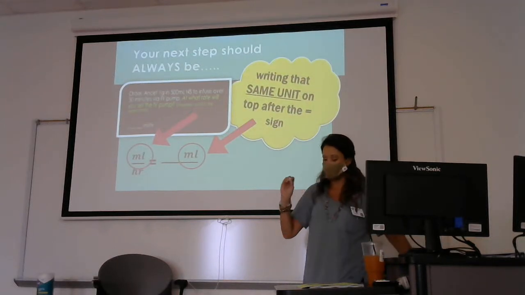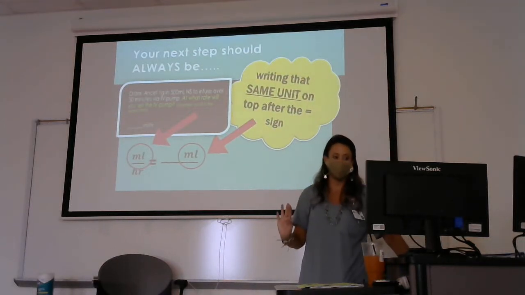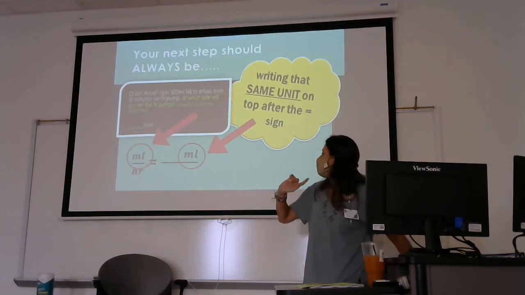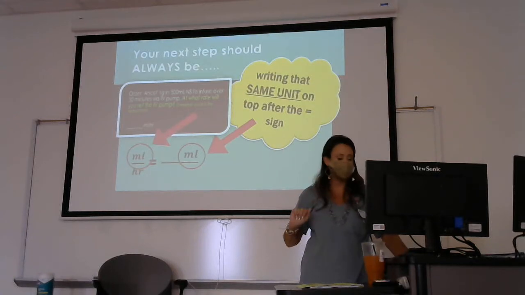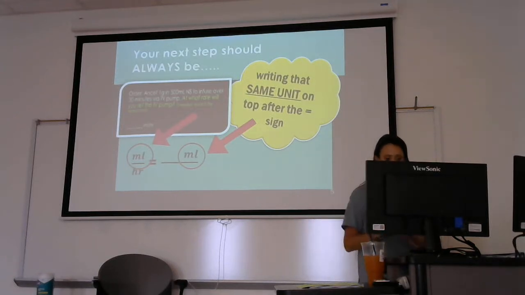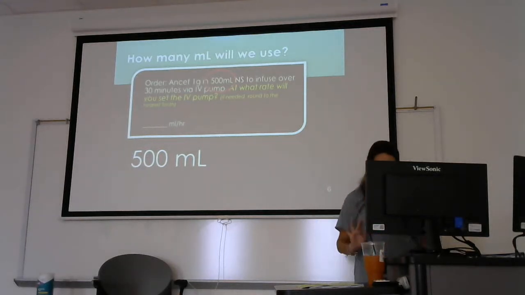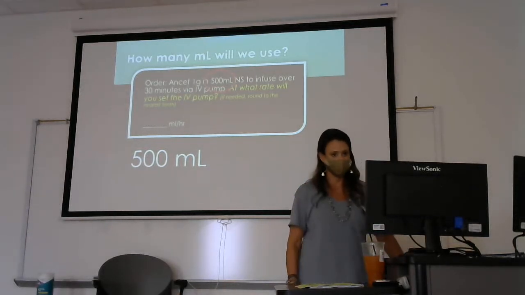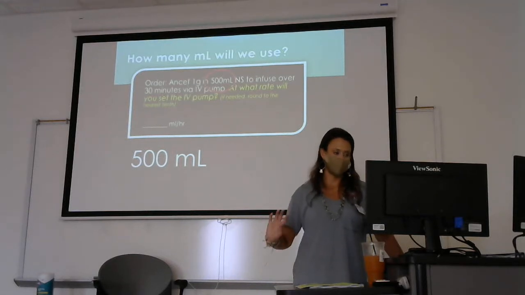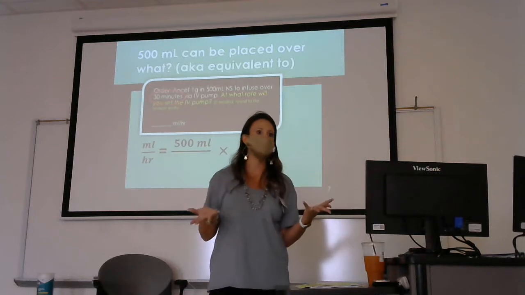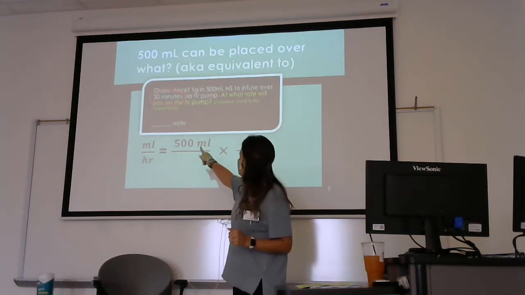Thus, you're going to write the same unit on the top after the equal sign. So milliliters is here, milliliters is here, every time. I don't care what you find in your problem. Okay? So let's get started. And how many milliliters are we going to put in that first blank? 500. That is a pretty much given. There's no other milliliters up there. So we write the 500.